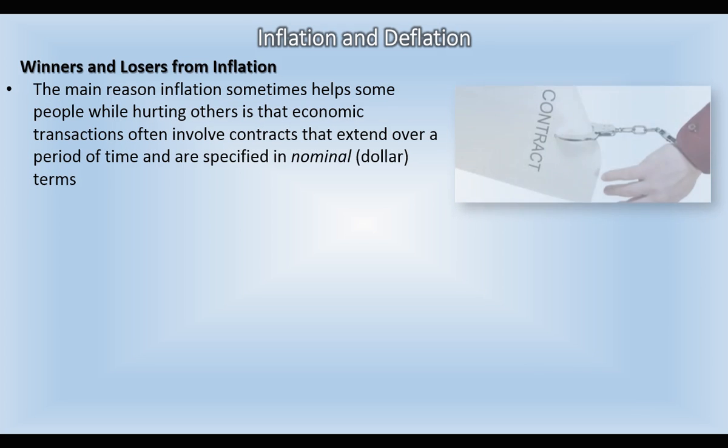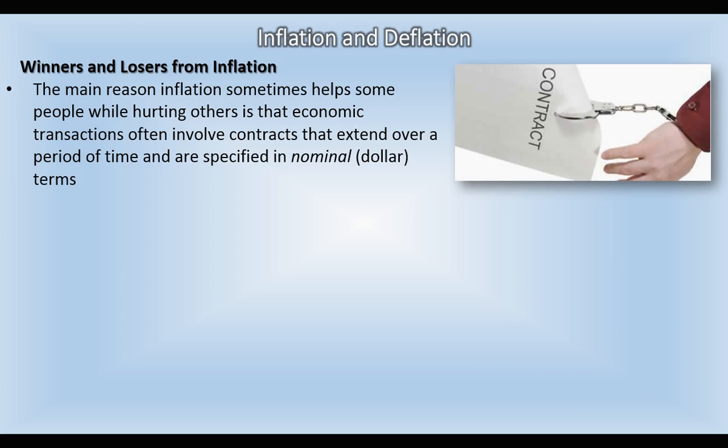So let's talk about who wins and who loses when there is inflation, when prices are fluctuating, in this case in the positive direction. The main reason inflation sometimes helps some people while hurting others is that economic transactions often involve contracts that extend over a period of time and are specified in nominal dollar terms. Nominal is the number not adjusted for inflation. Real numbers adjust for inflation. We divide by the price level to get the real number, as far as wage and income goes.